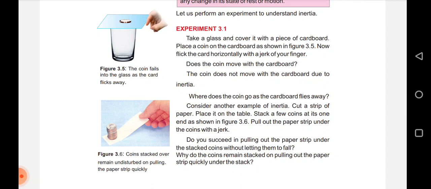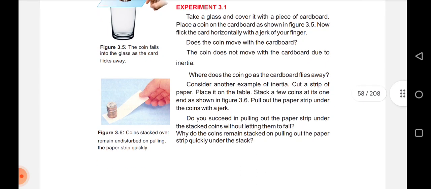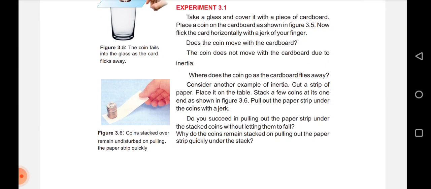Now flick the card horizontally with a jerk of your finger. Does the coin move with the cardboard? The coin does not move with the cardboard due to inertia. Where does the coin go as the cardboard flies away?